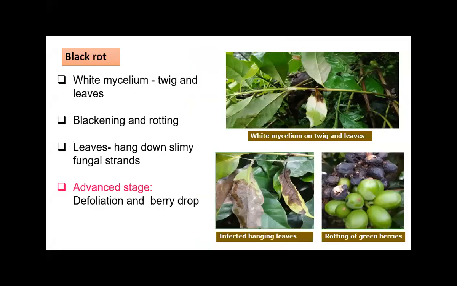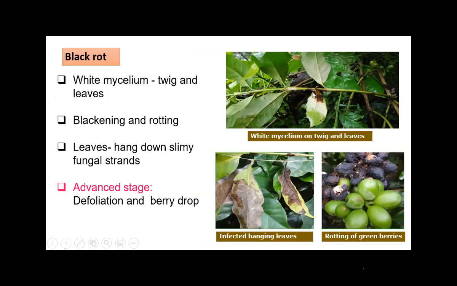So let's know what is black rot. Though everyone is aware of this, I would like to just emphasize the symptoms of black rot. On the lower surface of the leaves, we will be seeing white mycelial thread-like structures. Then it again grows on the twigs as well as on the leaves, as you see in this picture.